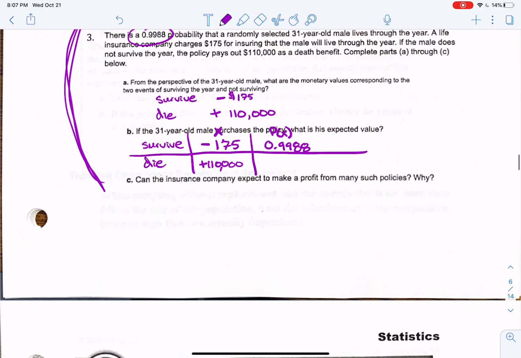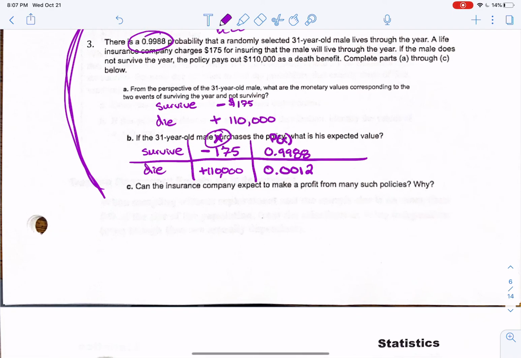0.9988. That means that my probability of dying is 0.0012. Let me check that to make sure that I'm doing those decimals. It's been a long day, so just bear with me. Yes, okay. So my x's are the amount of money that I'm going to make or lose, and my p of x's are the probability of that happening. So all I need to do is multiply those guys together, and then add my final result.